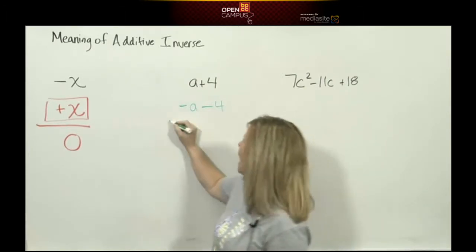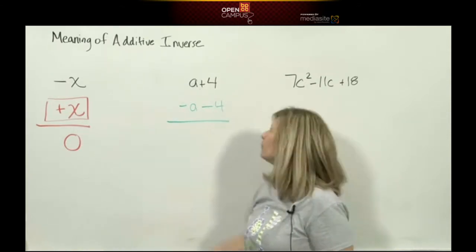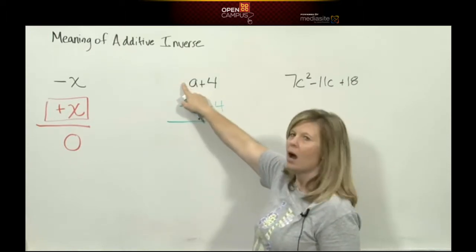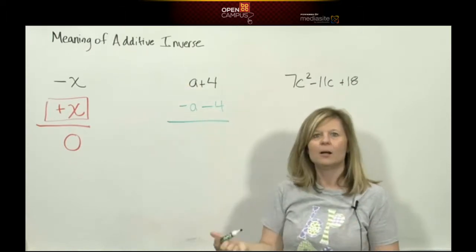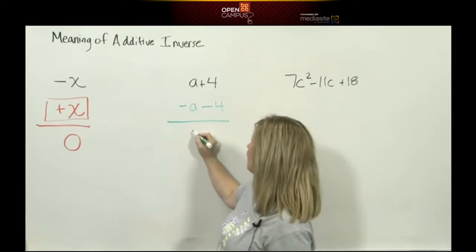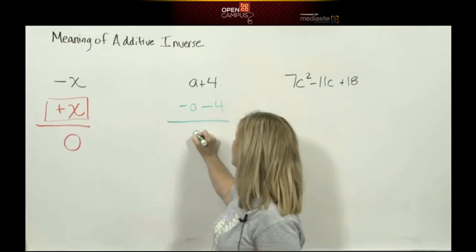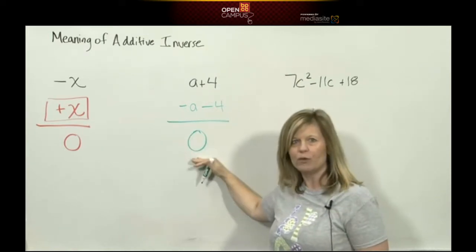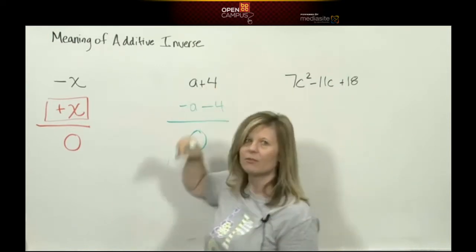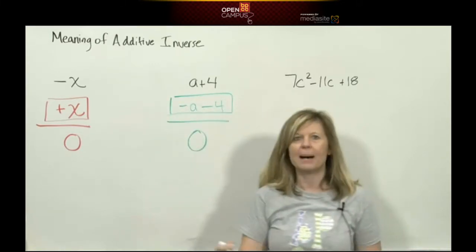I can check that because, again, if I add, I should get a sum of 0. And again, we're really not adding because the signs are different. A positive a and a negative a, signs are different. We would subtract, a minus a, and apple minus apple would be 0. 4 minus 4 would be 0. So that's just proving to you this is the additive inverse. So the additive inverse of a plus 4 is negative a minus 4.